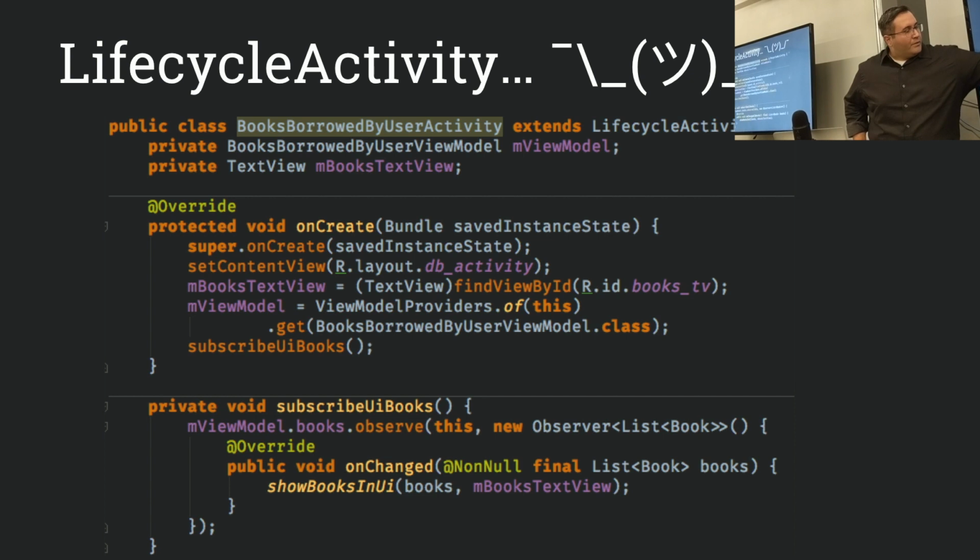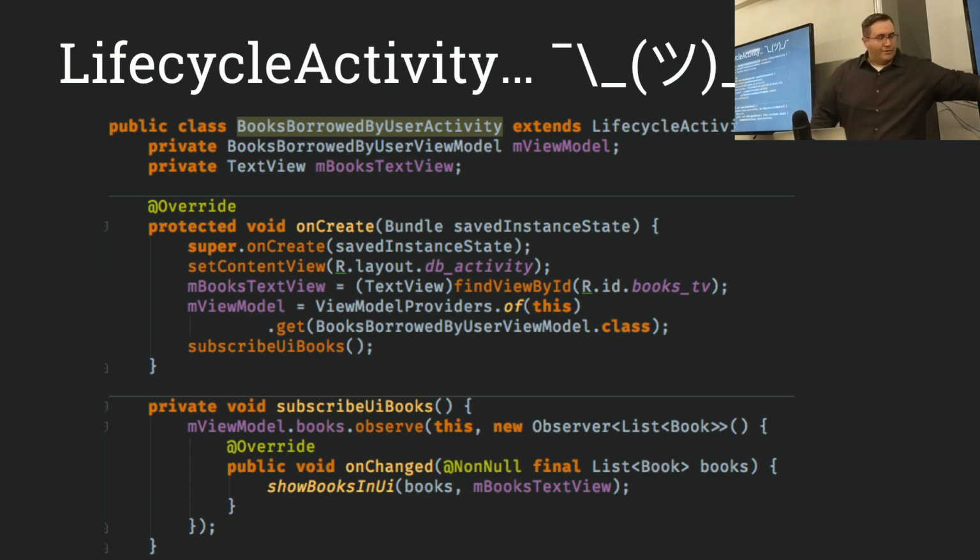And then we ask for our view model, and we ask it of this, and we get from that the books borrowed by user view model. And then we call subscribe books. And here we just have this books observe. So we're observing on this for a list of books. So we're asking for that live data of list of books to come through. And when that's changed, when we get the books in, at any point, any time that feed changes, we get that list, and we show books in the UI. We pass in the books that come in from that and the text view.